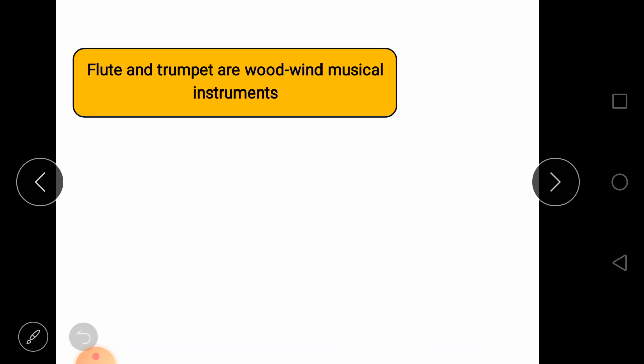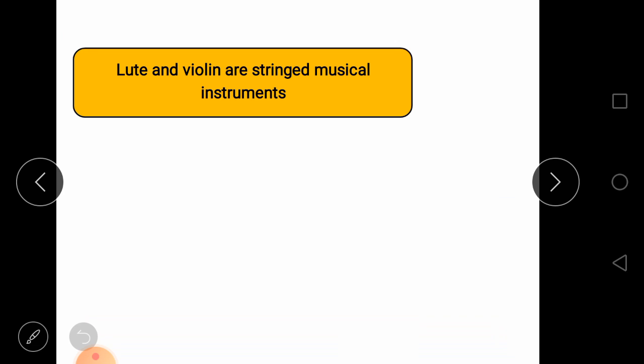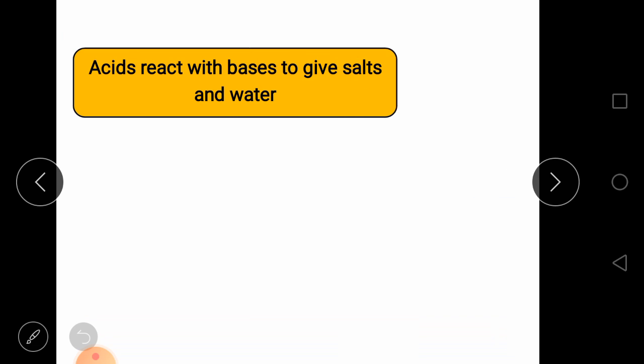Flute and trumpet are woodwind musical instruments. True. Lute and violin are stringed instruments. True. Xylophone and trombone are percussions. True. Acid reacts with base to give salt and water. True.